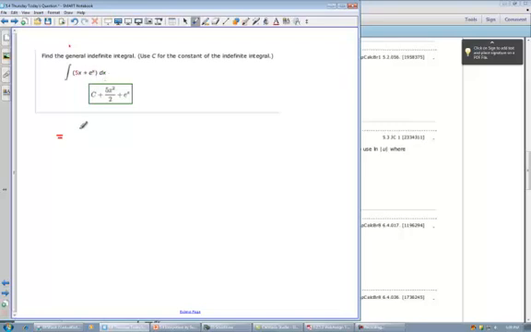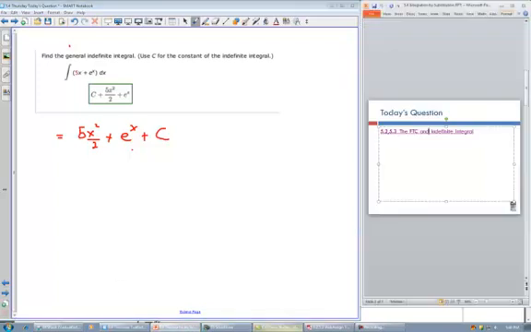And so what I have is 5x squared over 2 plus, and the integral of e to the x is just e to the x. So e to the x, and then plus c. Which is similar to the next one I want to look at. So let's look at this next one here, number 11.